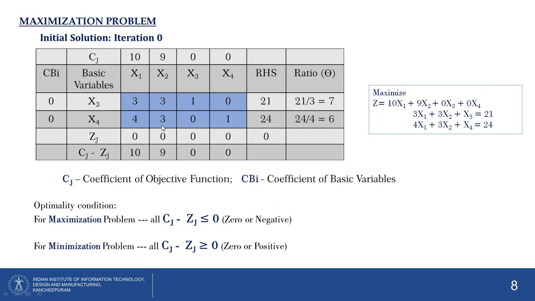As discussed earlier in the algebraic method, it is very easy to make x3 and x4 basic variables. So we are following the same thing here. We are assuming x3 and x4 are the basic variables because we are going to find the initial solution, iteration 0. For finding the initial solution, make x3 and x4 0. So put x3 and x4 here, the coefficient of x3 is 0, the coefficient of x4 is 0.